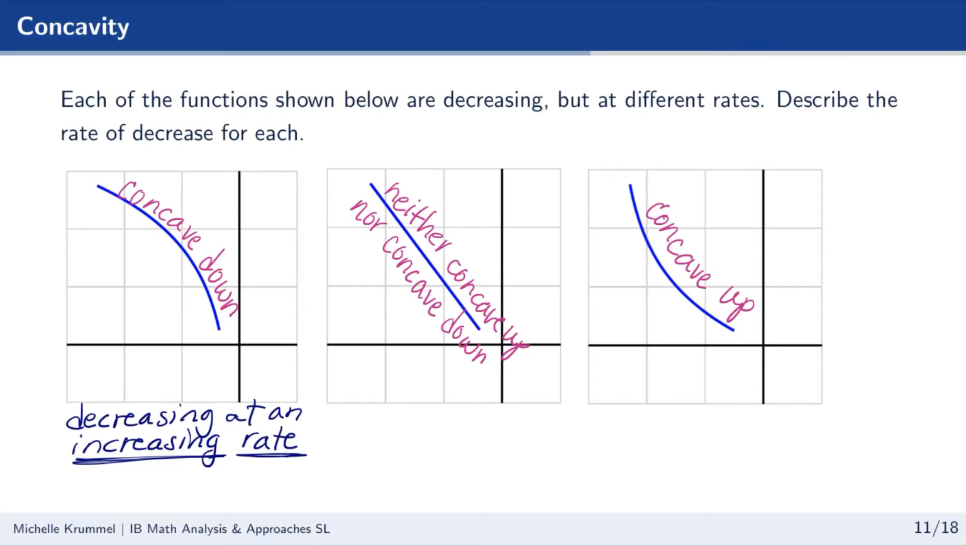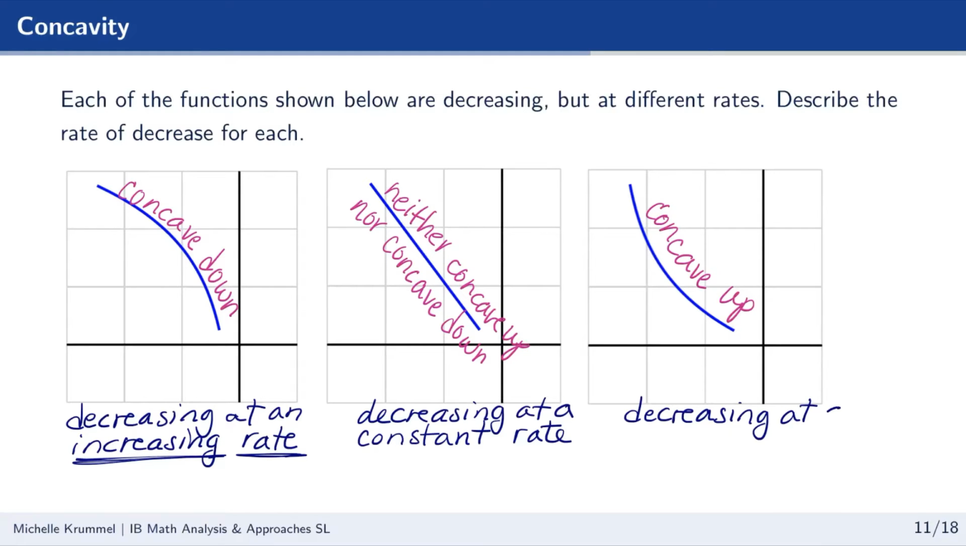Or obviously, if you have the graph to look at, you're just looking at the curvature and trying to determine it that way. So in the middle, we are decreasing at a constant rate. And in the last example, decreasing at a decreasing rate.